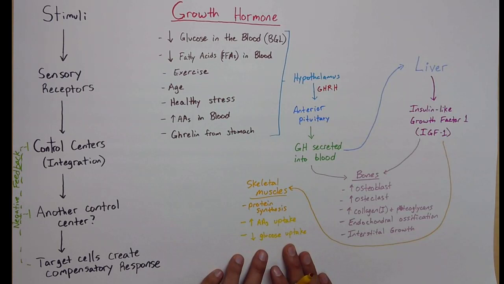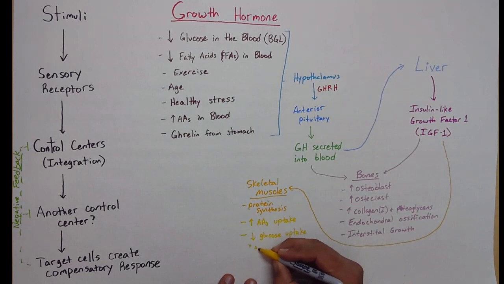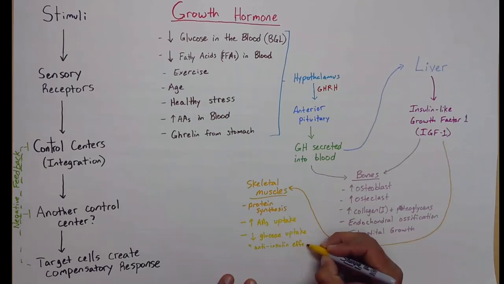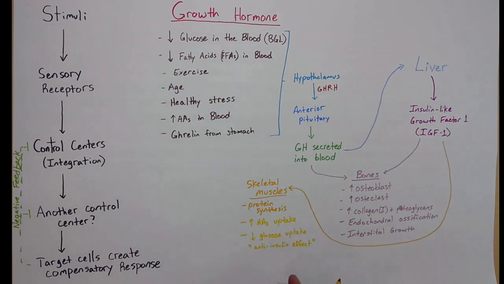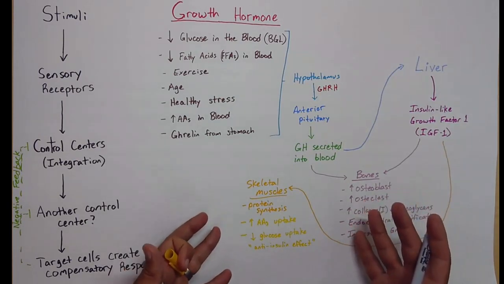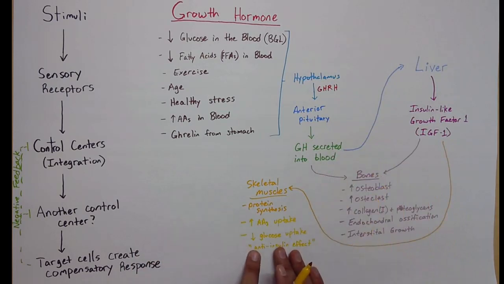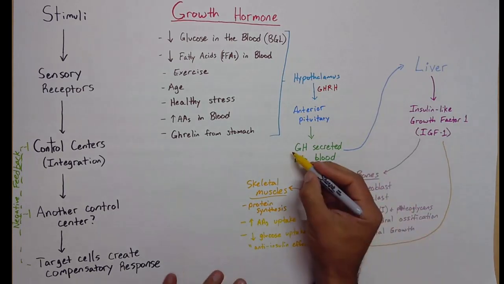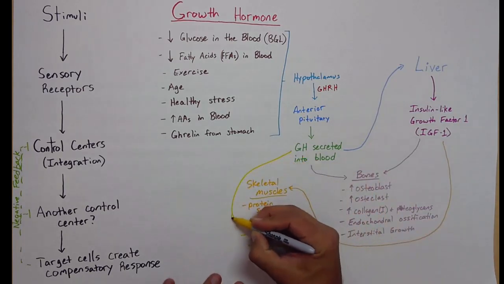And it's one of the reasons why growth hormone is known as having an anti-insulin effect, because insulin's role is to enhance glucose uptake. It's going to take glucose from the blood and put it into the skeletal muscles. Whereas growth hormone is stopping that insulin function. It's stopping glucose uptake into those skeletal muscle cells. So it's the opposite. All right. These, by the way, are primarily driven by growth hormone.